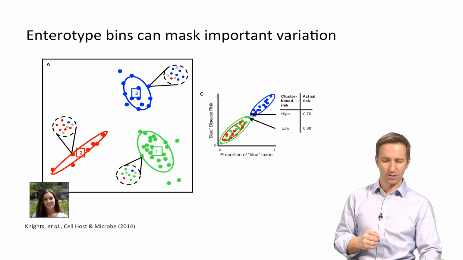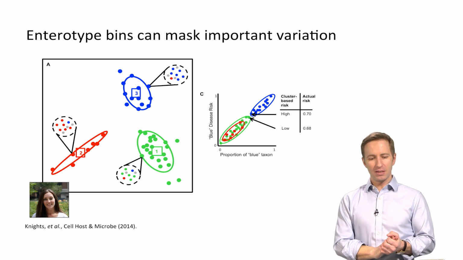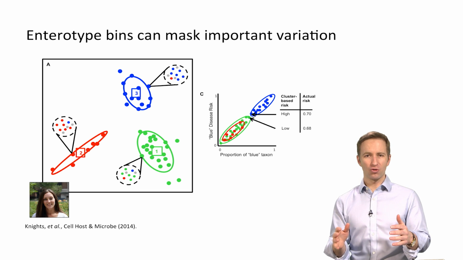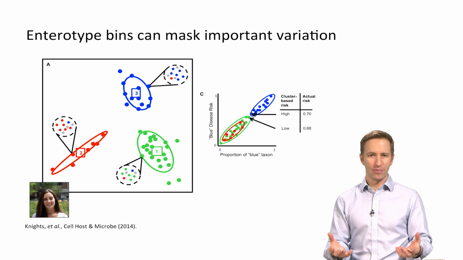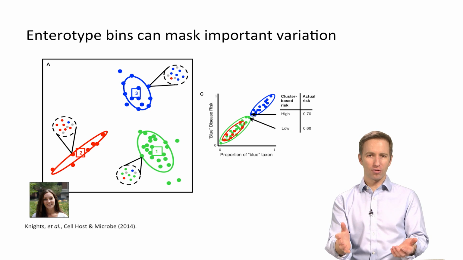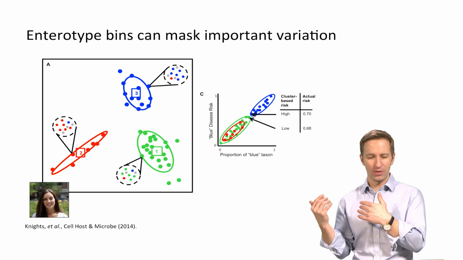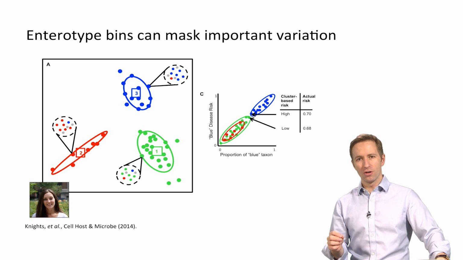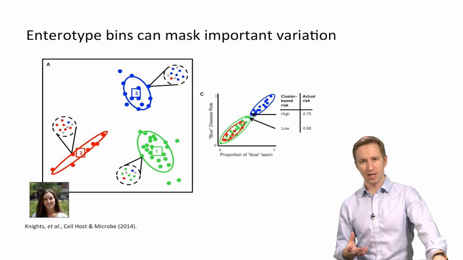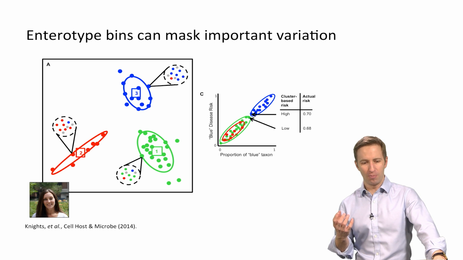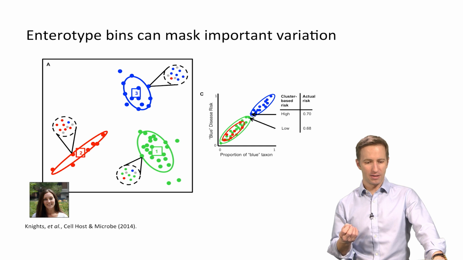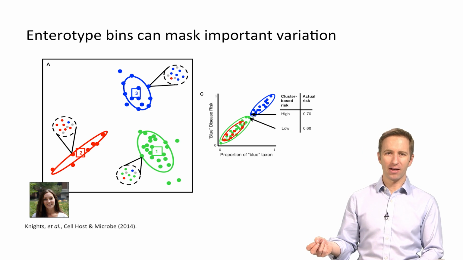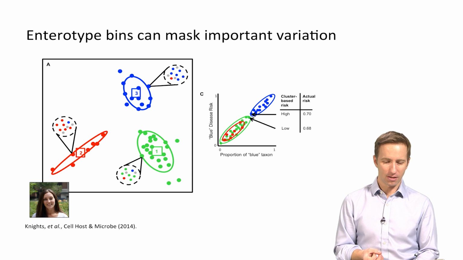So what this means is that the cluster boundaries are actually being drawn artificially at some threshold, and you're throwing away the additional information of that continuous gradient within the clusters. So let's assume, for example, that the blue bug is a disease-associated bug. And the more blue bug you have, the higher your risk of the disease.